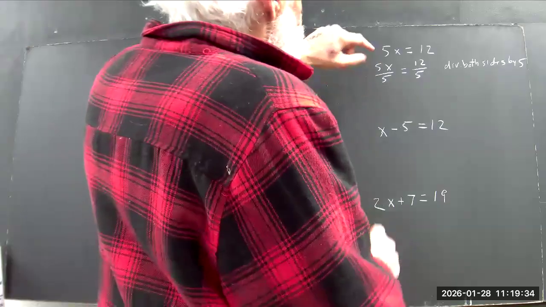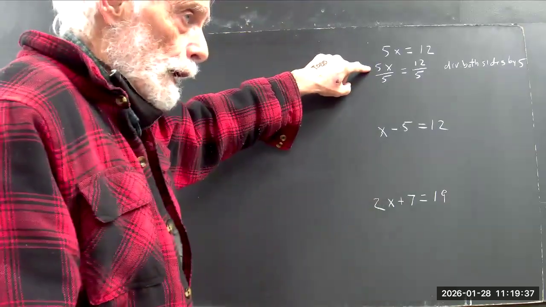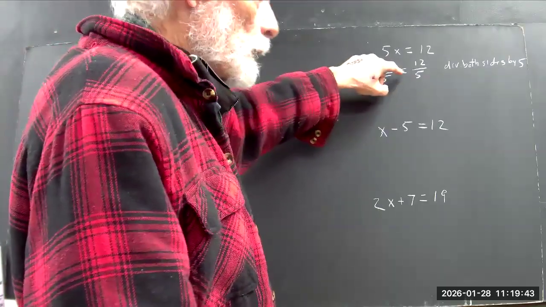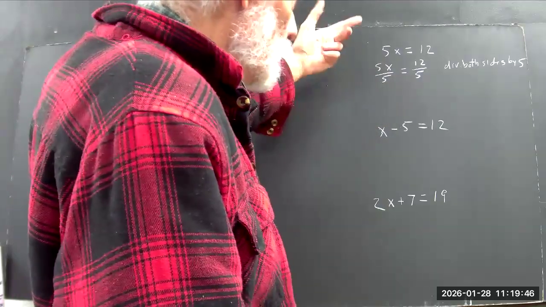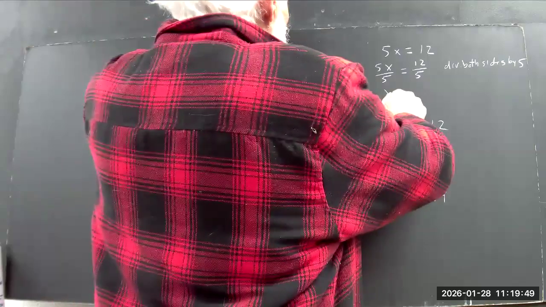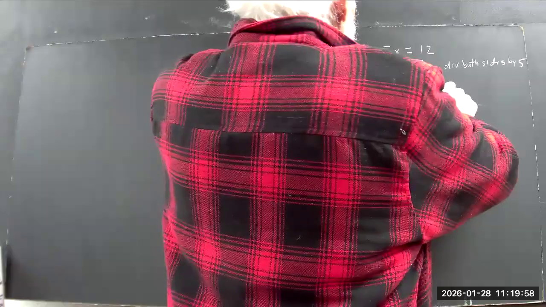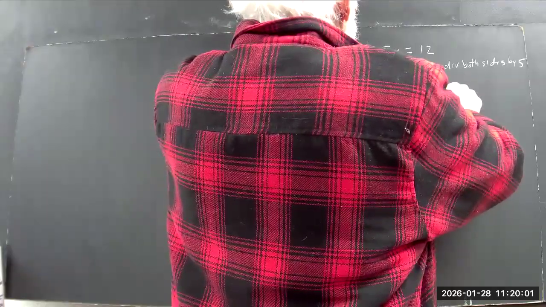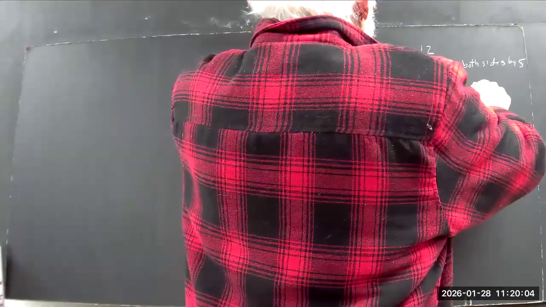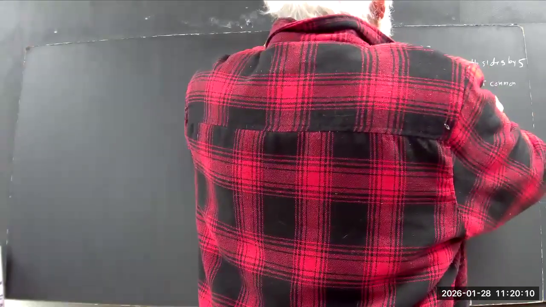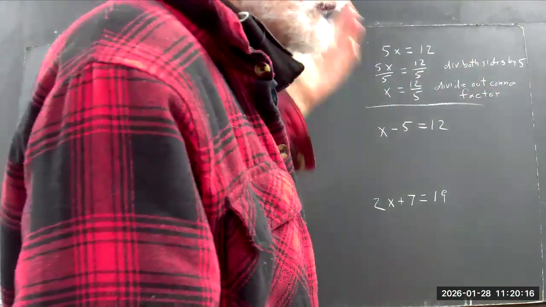Okay, then 5 is a factor of the denominator and it's a factor of the numerator, meaning it multiplies the rest of the numerator. So you can divide the 5 into 5, which gives you 1 and simply leaves you x. And x equals 12/5. And what we did was divide out a common factor. Now, some people call that cancellation.